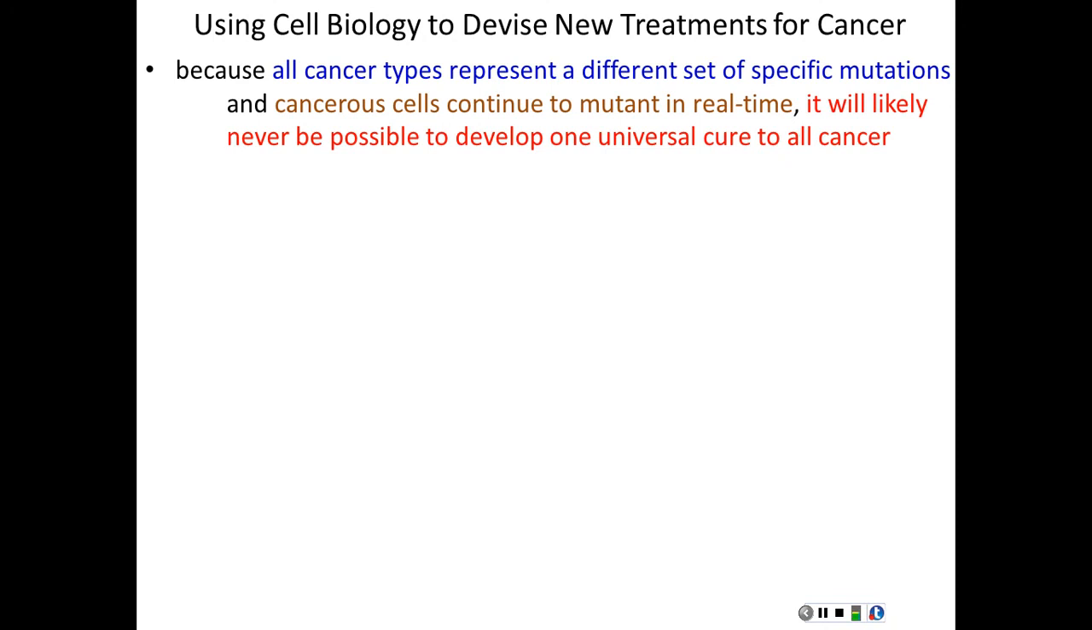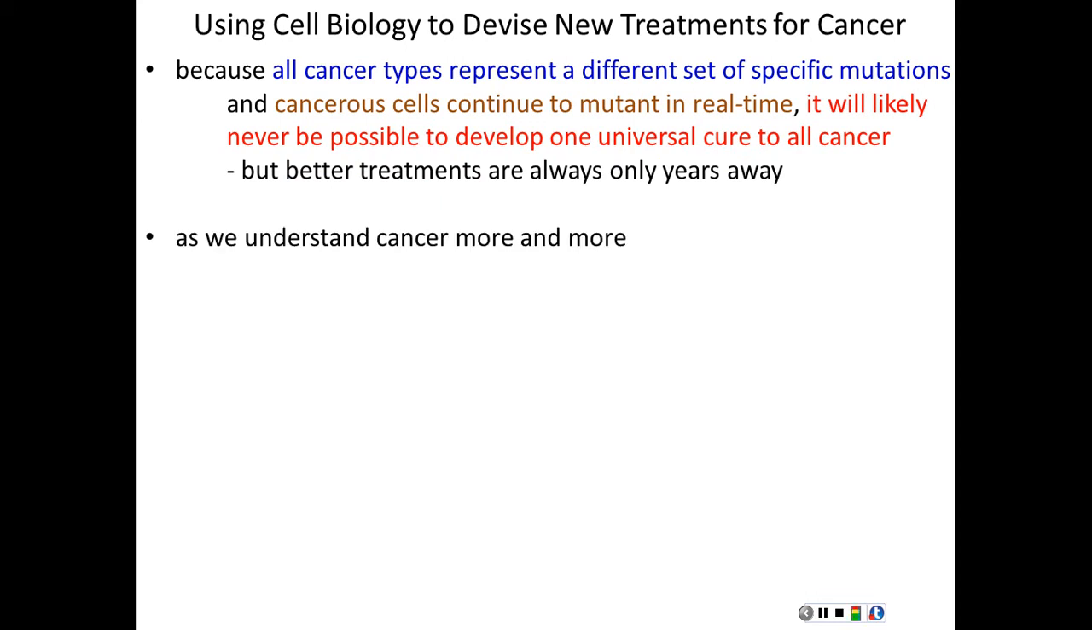So how can we treat this horrible disease? Because all new cancer types represent a different set of specific mutations, and cancerous cells continue to mutate in real time, it's likely never going to be possible to develop one universal cure for all cancer. Cancer tumors are too varied and too different from one another. But better treatments are always on the way. Better treatments are always years away from now.